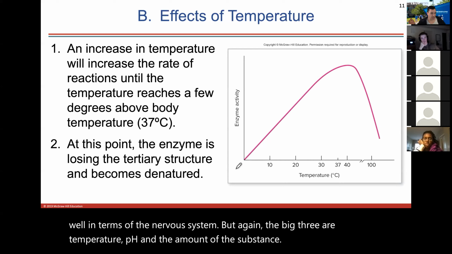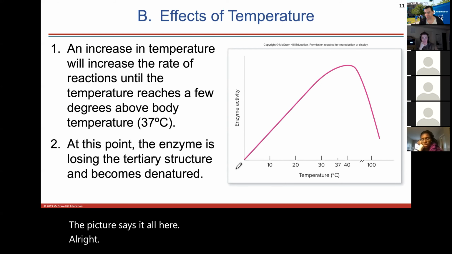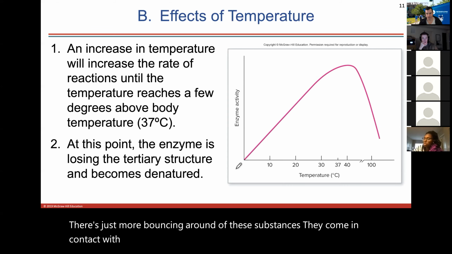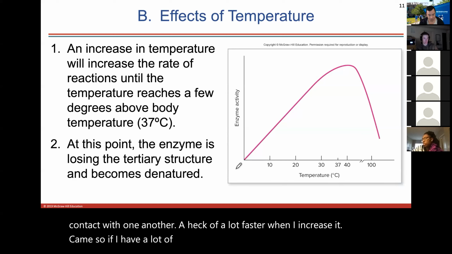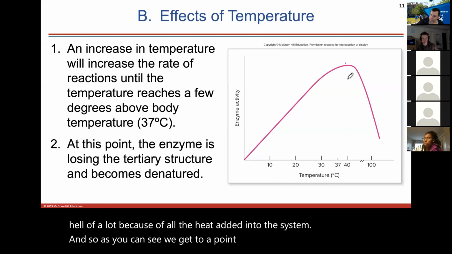The picture says it all here. All right. Enzyme activity increases with an increase in temperature. There's just more bouncing around of these substances. They come in contact with one another a heck of a lot faster when I increase it. So if I have a lot of enzyme in there, they're bumping around and moving a lot because of all the heat added into the system. And so as you can see, we get to a point where it peaks out.